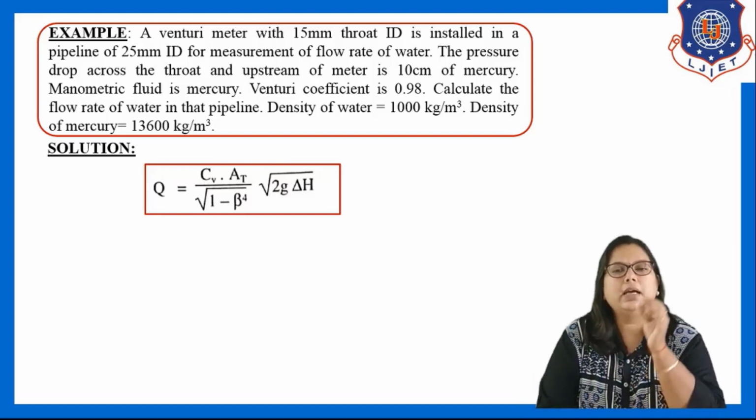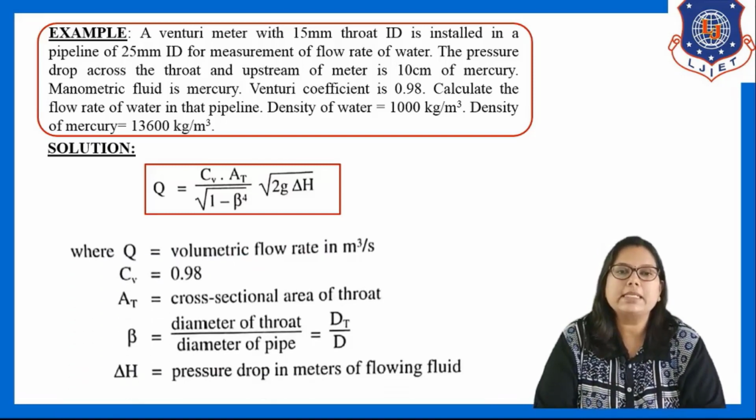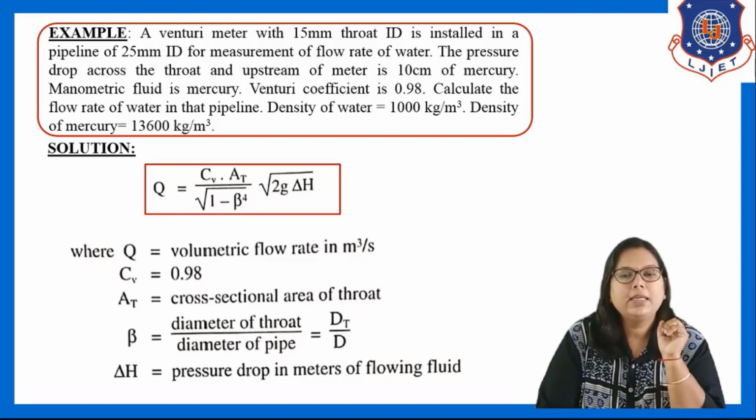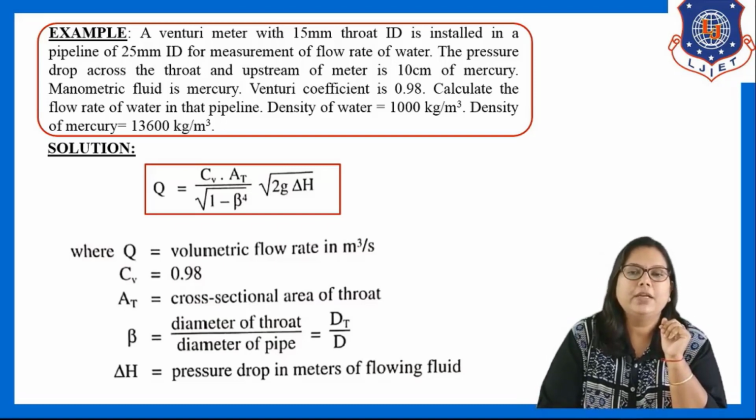First, list out the data which was given in the statement. Q, which is volumetric flow rate in meter cube per second, we have to calculate. CV, coefficient of venturimeter, is given 0.98. AT is cross section area of the throat. Beta is diameter ratio, diameter of throat upon diameter of pipe, which is dt by d, and capital delta H is pressure drop in meter of flowing fluid. So these are the terms used in the formula to calculate the flow rate of water.